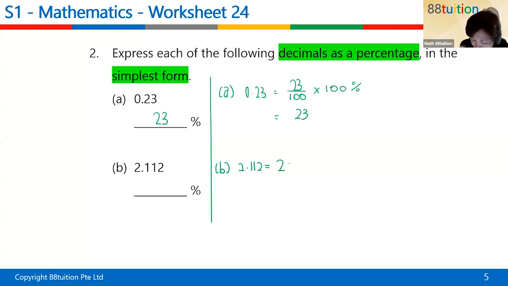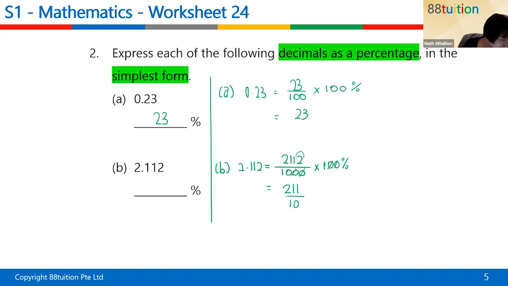2.112 is actually 2 wholes. Actually, if you want to change it to a mixed number straight away, then things are easier. If you change it over 1,000, you must have 2,112 and you multiply by 100%. So with that, you reduce them to the simplest form, and then you get down to 211 over 10. Is it 211?